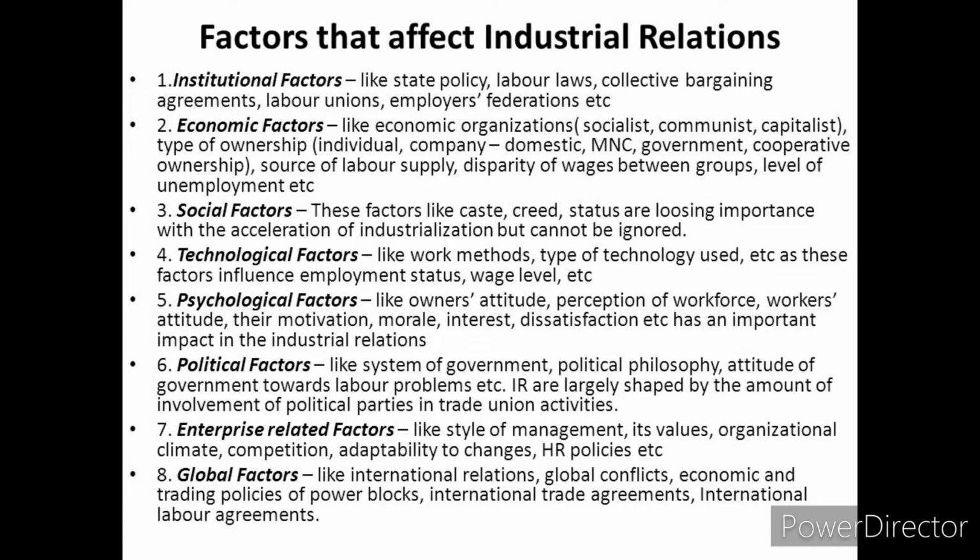Next, the political systems in the country, or the political parties and their principles, play a major role in the participation of trade unions and so on. Next, enterprise related factors like issues in the organization, competition, HR policies, etc. These are the major factors influencing the industrial relation systems.